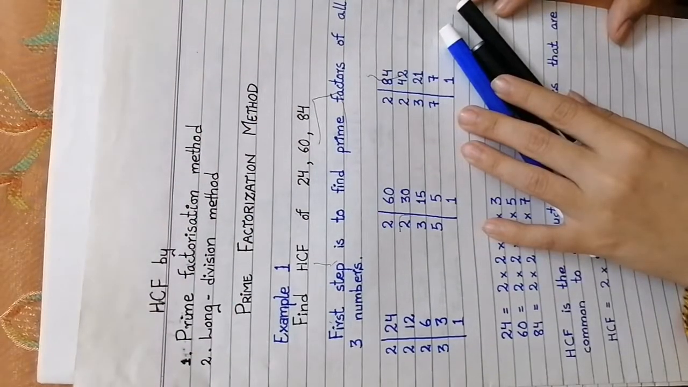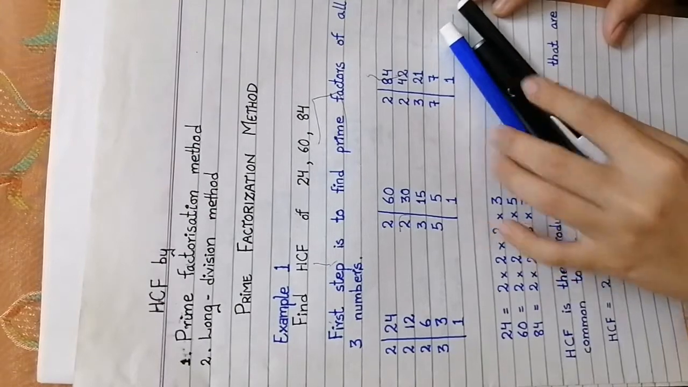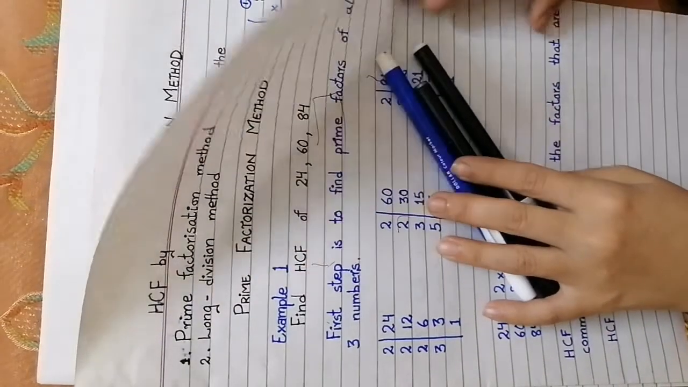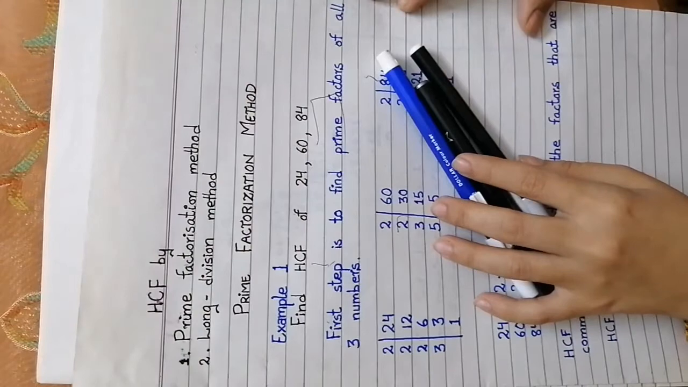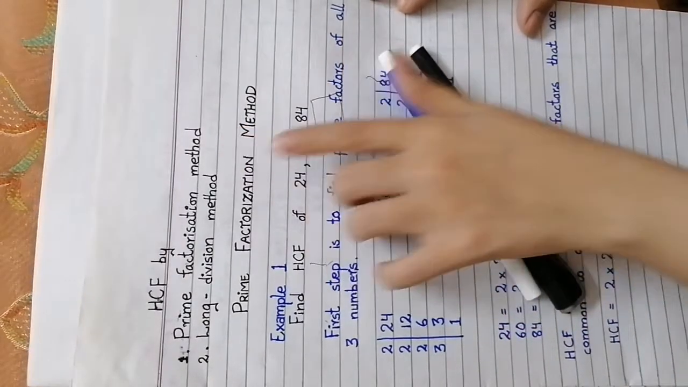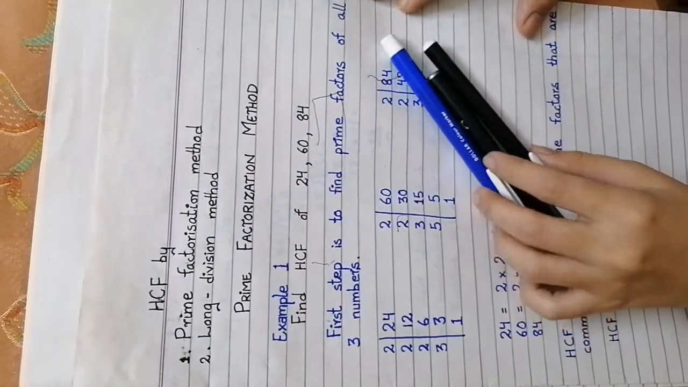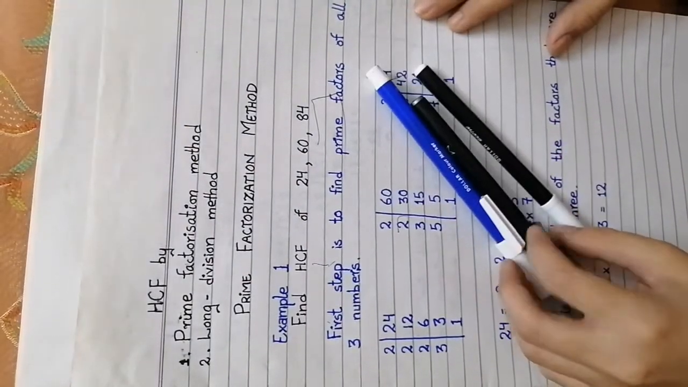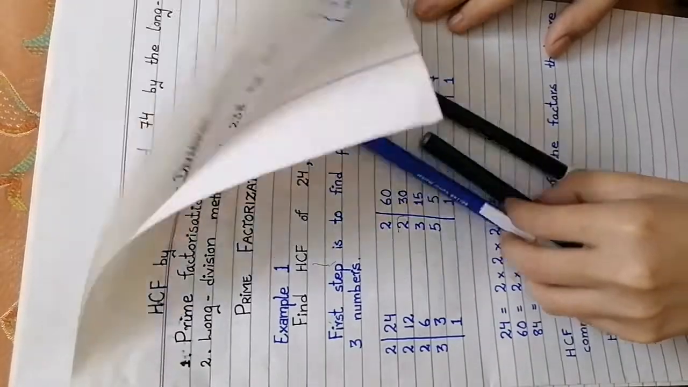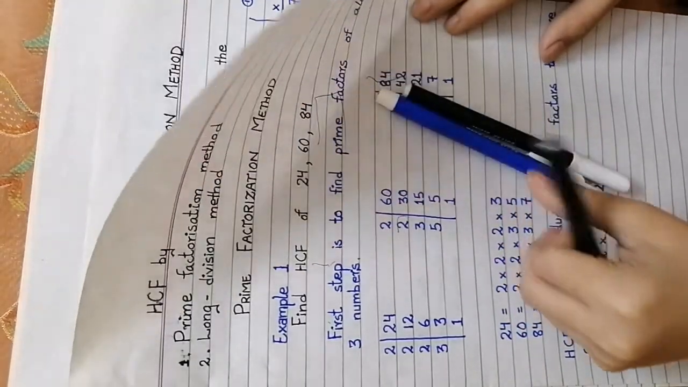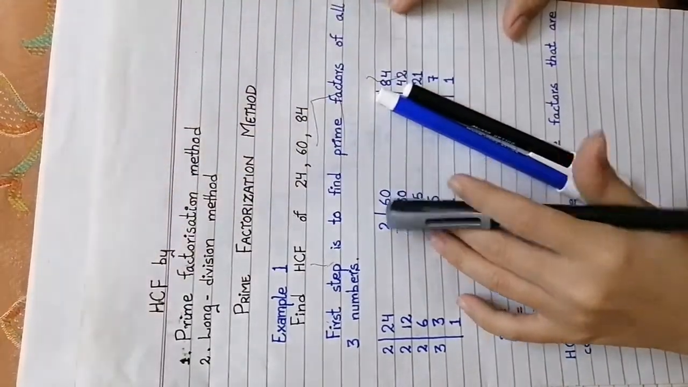My today's topic is how to find HCF. So viewers, there are two methods to find HCF. One is by prime factorization method and second is by long division method. Both methods are very easy and simple. Just you need is to understand and listen to it carefully.